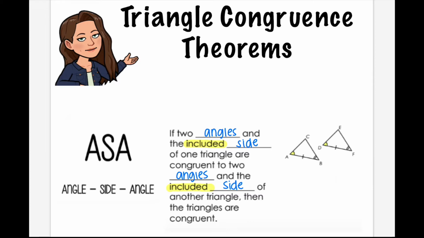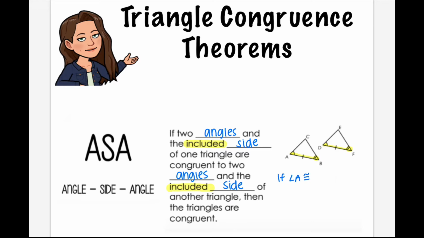In this example, we have angle A is congruent to angle D, angle B is congruent to angle F, and the side that is between those two angles is congruent. So it can't necessarily just be a side and two angles. It has to be two angles that are congruent and the side that lies between those congruent angles.